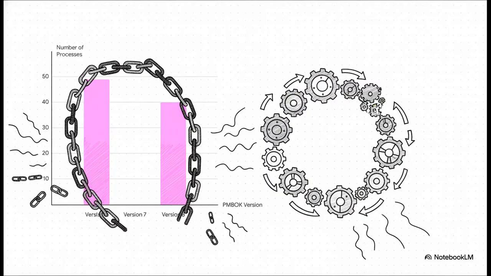This chart tells such a great story. You see version 6 over there with its 49 rigid processes. Then version 7 with a big old 0. And now look at version 8. It brings back 40 processes. But, and here's the key, they are not the old strict instructions. They're flexible, they're non-prescriptive, and they're designed for you to tailor them to whatever your project needs.